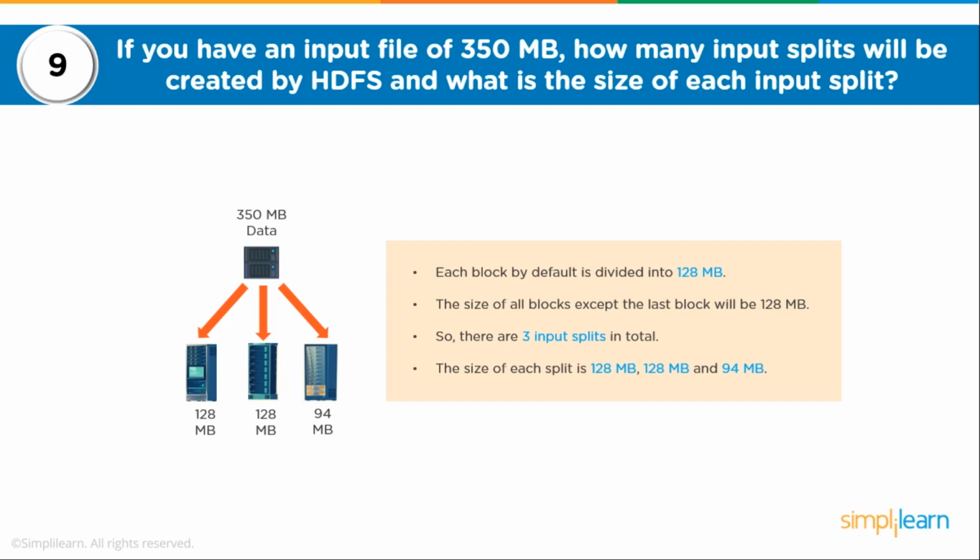Now coming to the question, if you have a file of 350 MB, that would be split into 3 blocks, and here 2 blocks would have 128 MB of data, and the third block, although the block size would still be 128, would have only 94 MB of data. So this would be the split of this particular file.